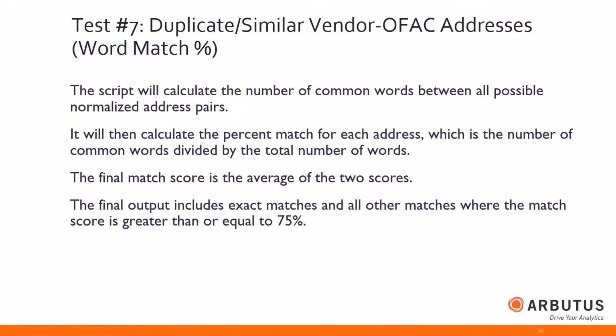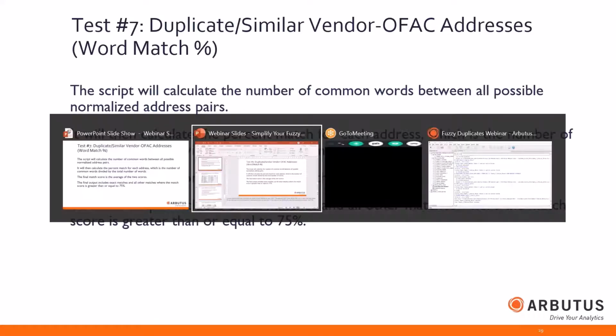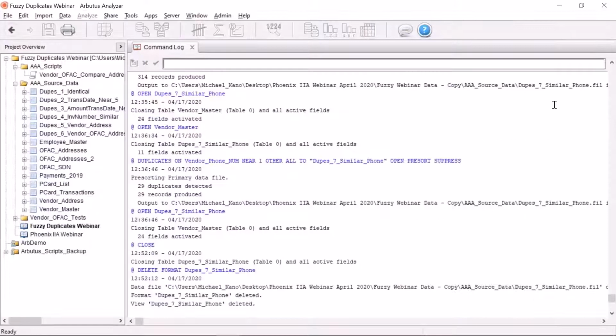This will be done for both the vendor address and the OFAC address. Then the 2 scores will be averaged out to give you an overall match score. So the final output will include exact matches and all other matches where the match score is greater than or equal to 75%. So this one will be run with a script.